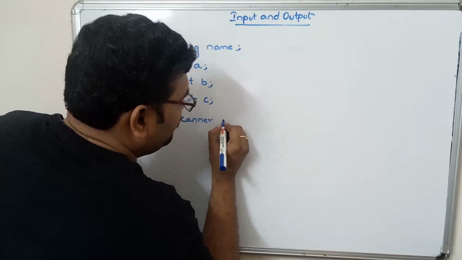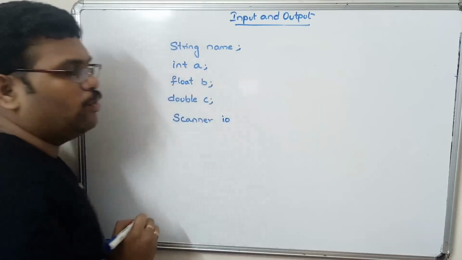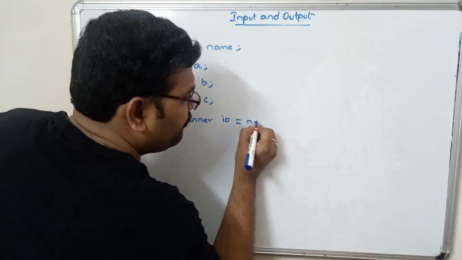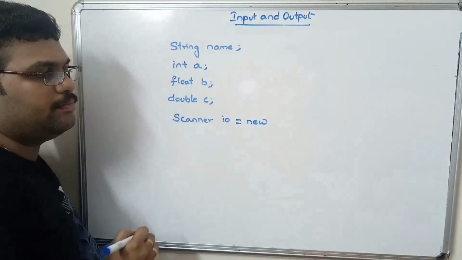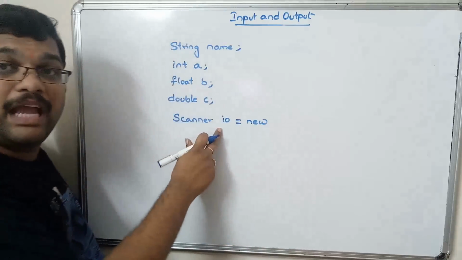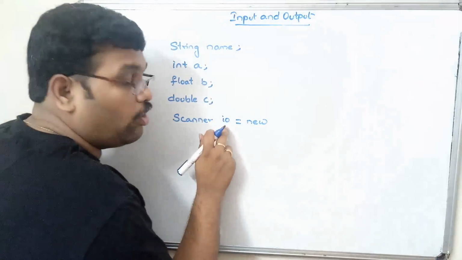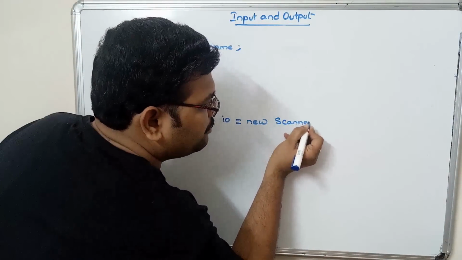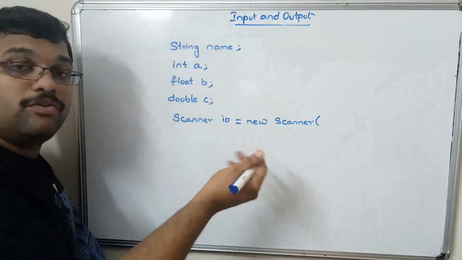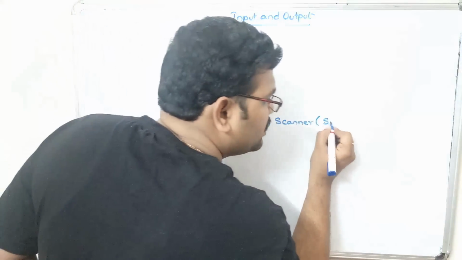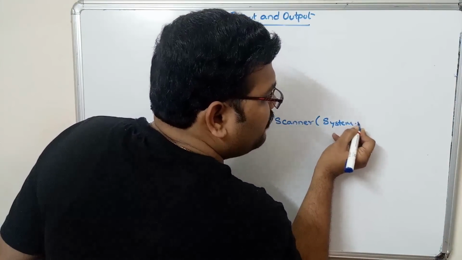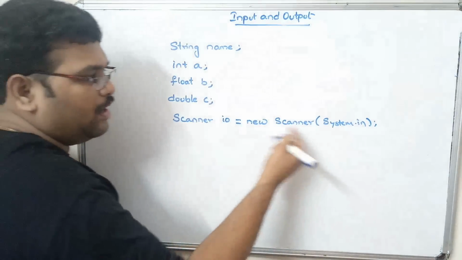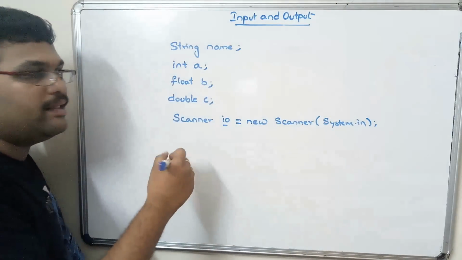So let it be IO as an object is equal to new. The object name can be anything. New is the constructor, so the name must be Scanner, and we have to read the input from the keyboard, so we use System.in, the input stream, as a parameter to the constructor. Now by using this IO we have to read the values.